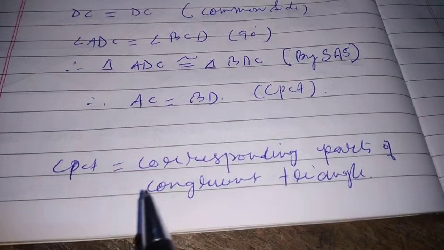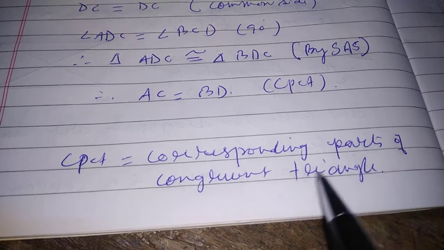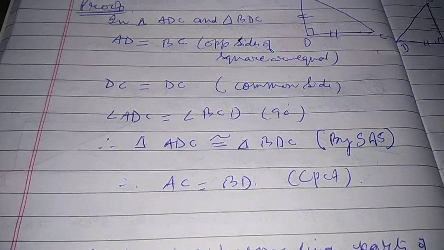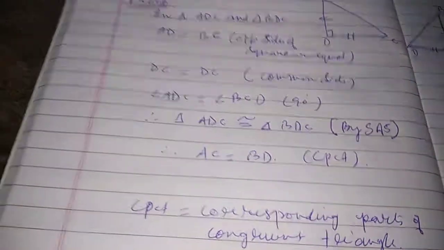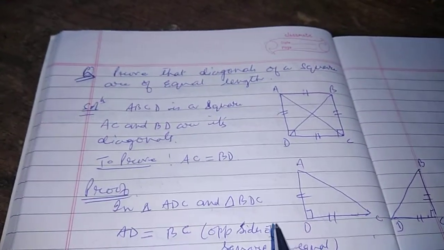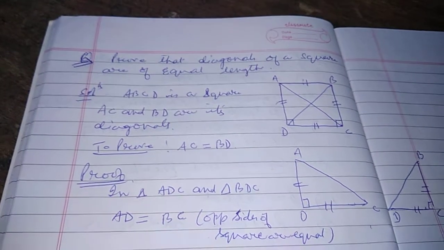What is meant by CPCT? Corresponding parts of congruent triangles. Already you have learned this in class 7, but still I am giving it to you again here. So this is how we prove that diagonals of a square are of equal length.